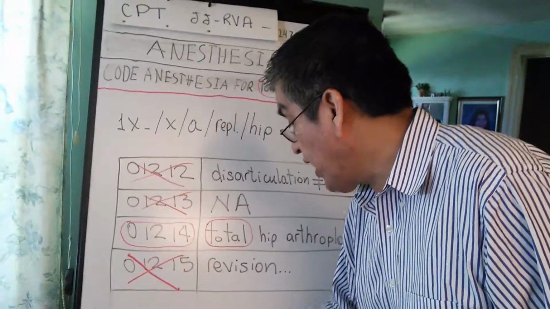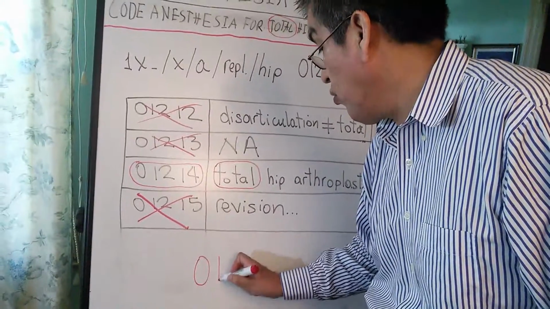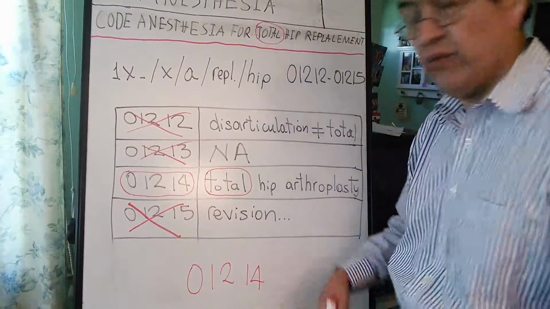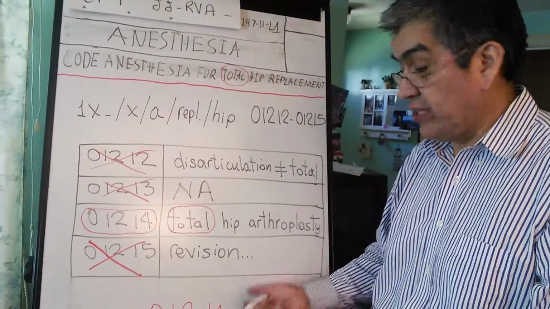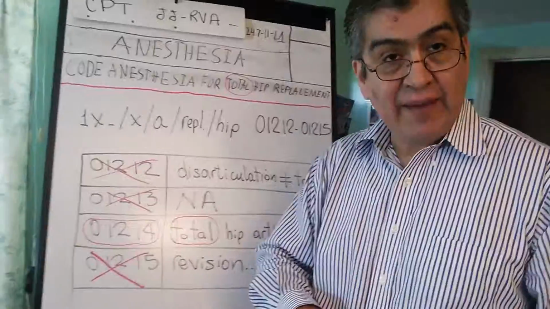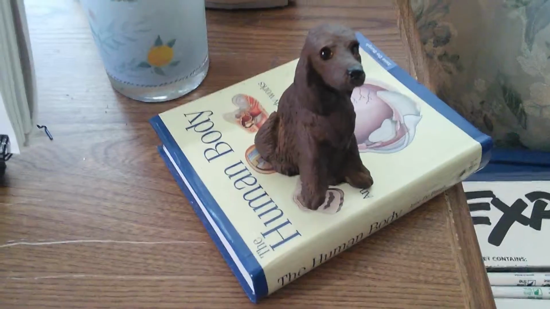So the answer that we have is 01214. We check the book, and we know that this is the right answer. Now I'm going to take the camera, and Stephanie is going to do the whole thing with the book so you can follow it.